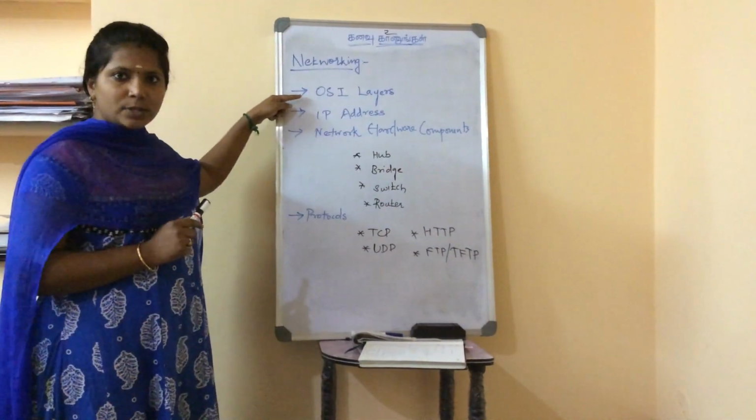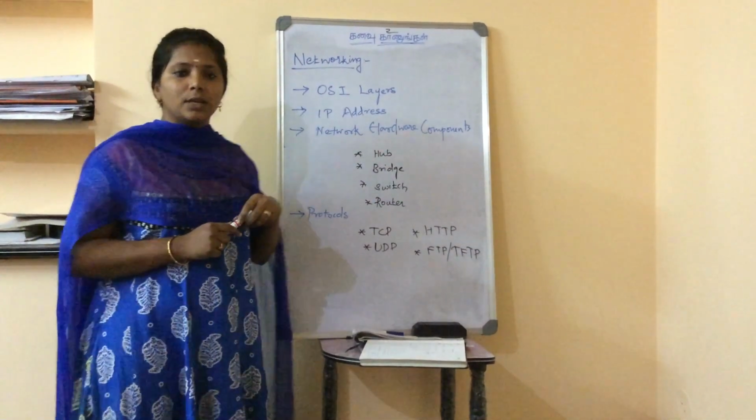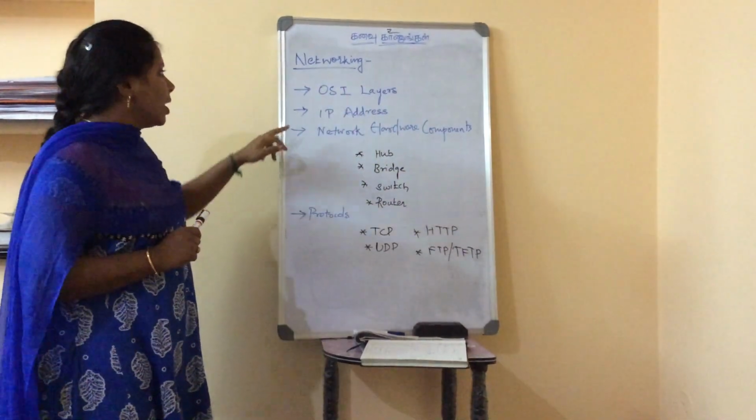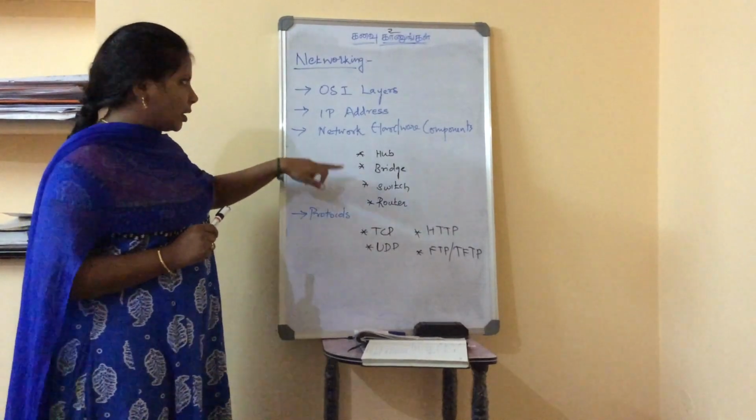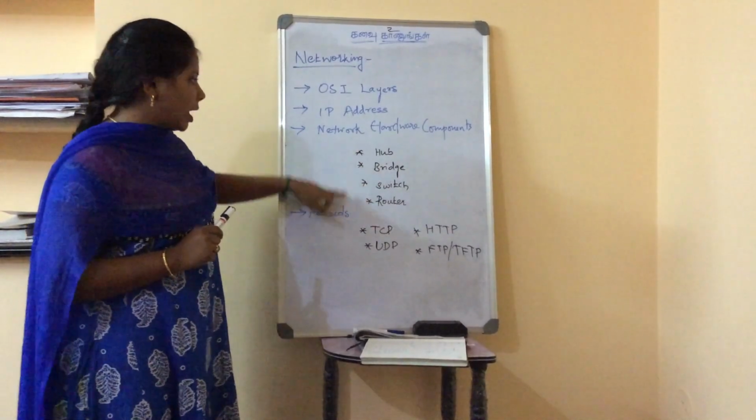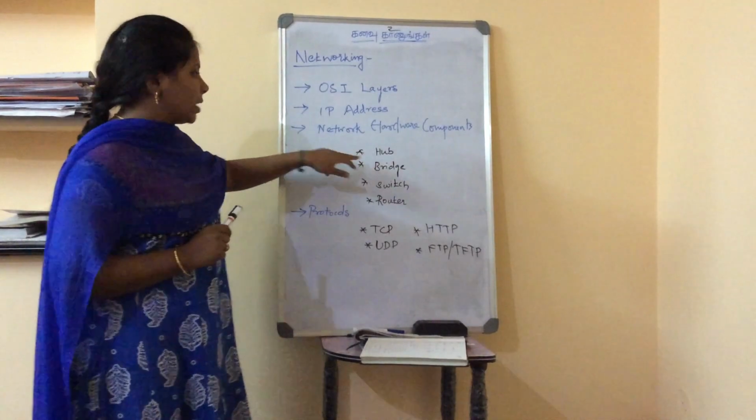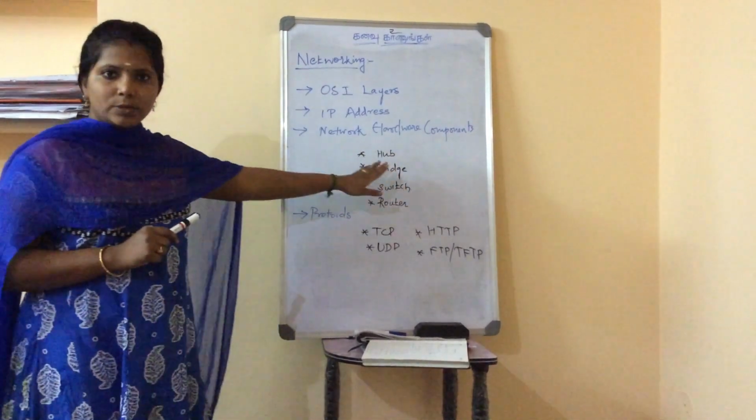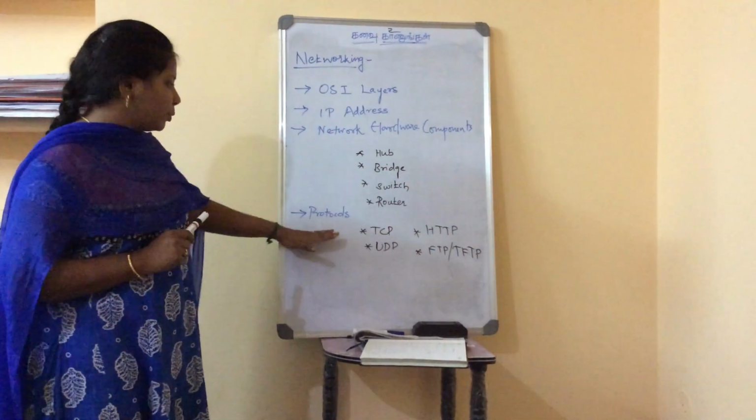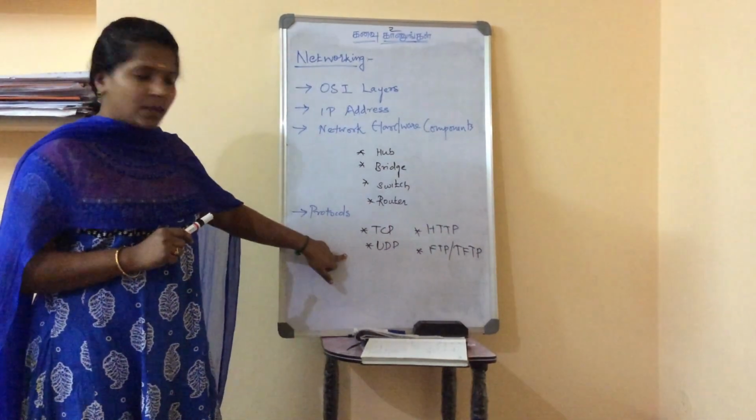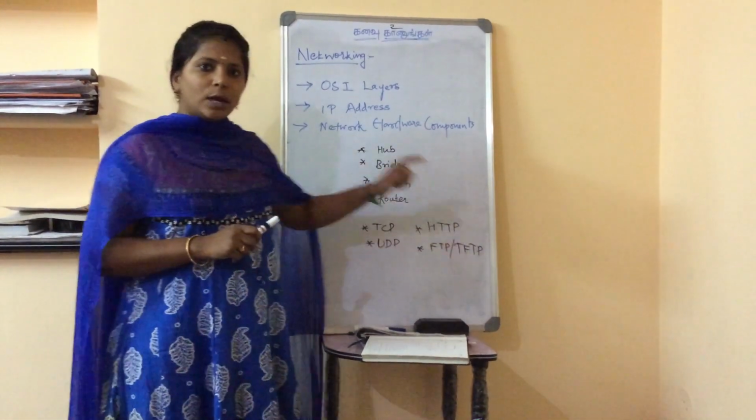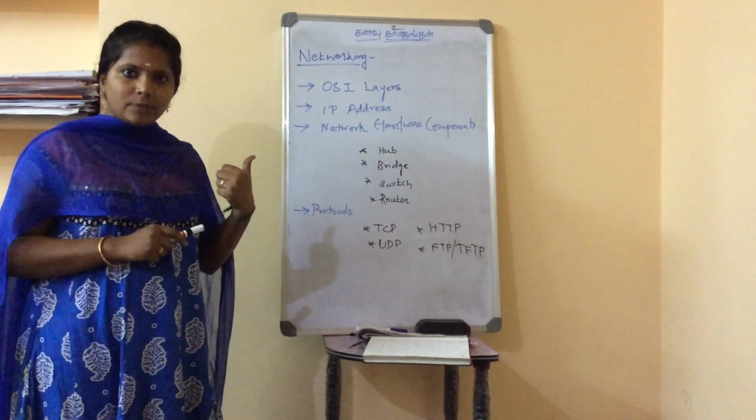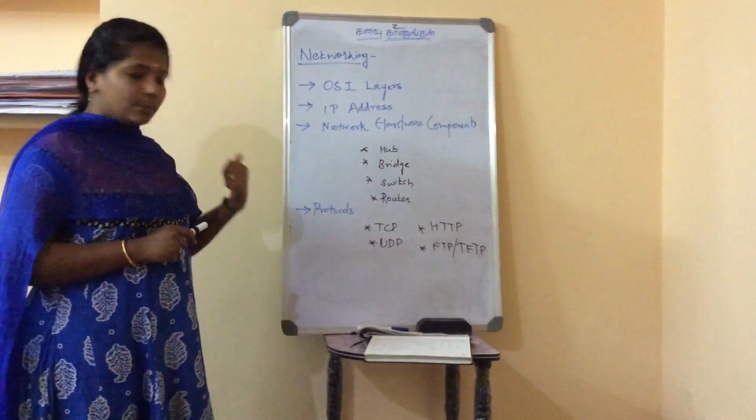The first one is the OSI layer. This is a very important topic. Here we can cover 5 to 10 marks in this topic itself. Then IP address and network hardware, where we cover hardware like hub, bridge, switch, router, and in which layer this hardware lies, and some protocols, which are UDP, TCP, HTTP, FTP and TFTP. Now I'll briefly explain how the OSI layer works, and this OSI layer has 7 layers.